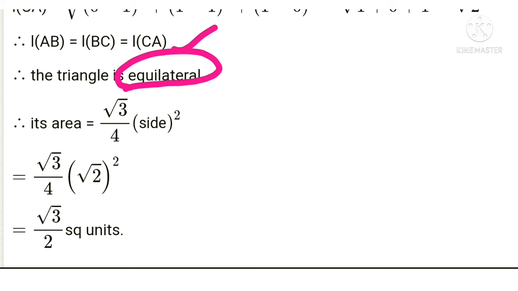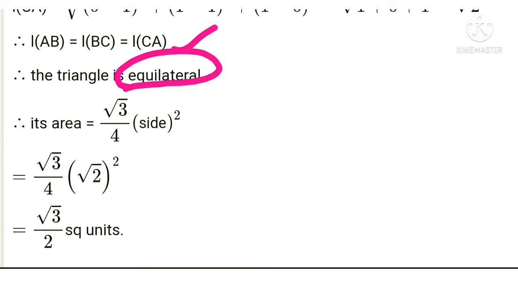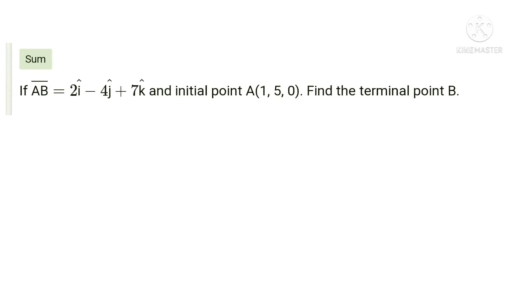So, what is the area of an equilateral triangle? You had learned the area of an equilateral triangle is root 3 by 4 side square. Root 3 by 4 as it is, side is root 2 square. Root 2 square is 2. So we get area as root 3 upon 2 square units. Okay.